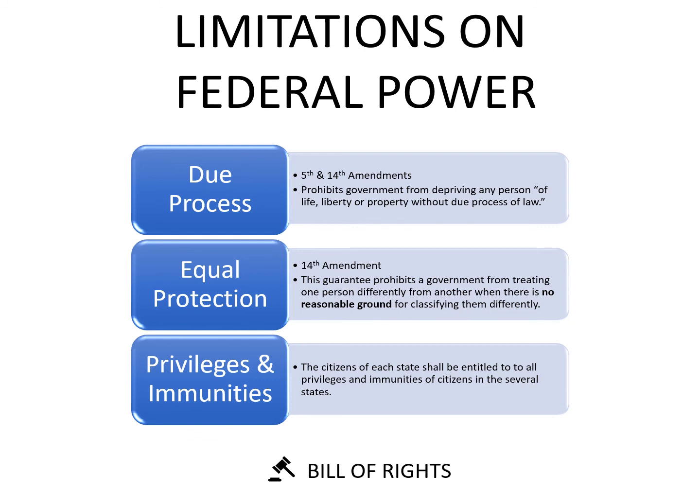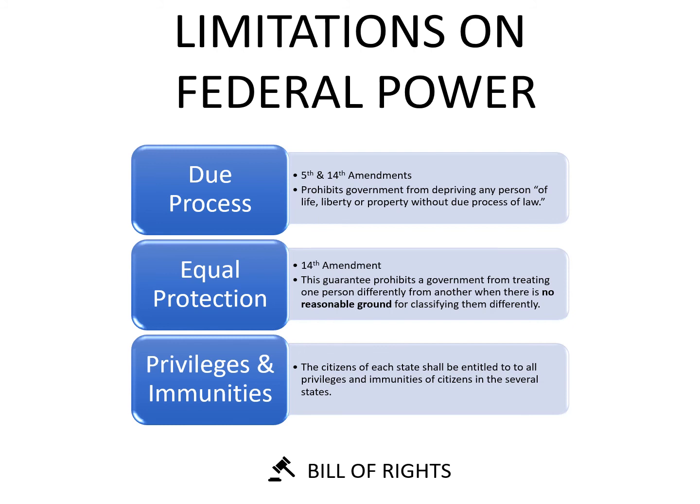But let's look specifically at due process. Due process is found in both the 5th and 14th Amendments. The 5th Amendment makes due process applicable to the federal government, and the 14th Amendment makes due process applicable to the states.